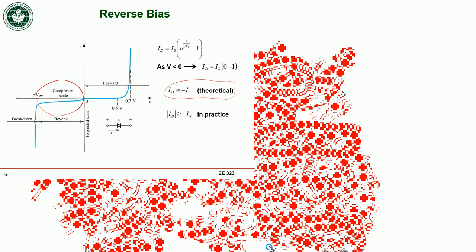So theoretically, my diode current in reverse bias is going to be negative IS, according to this equation. Now in real life, there's a little bit more current flowing through the diode than that theoretical value. But it's still a very small amount of current compared to forward bias.